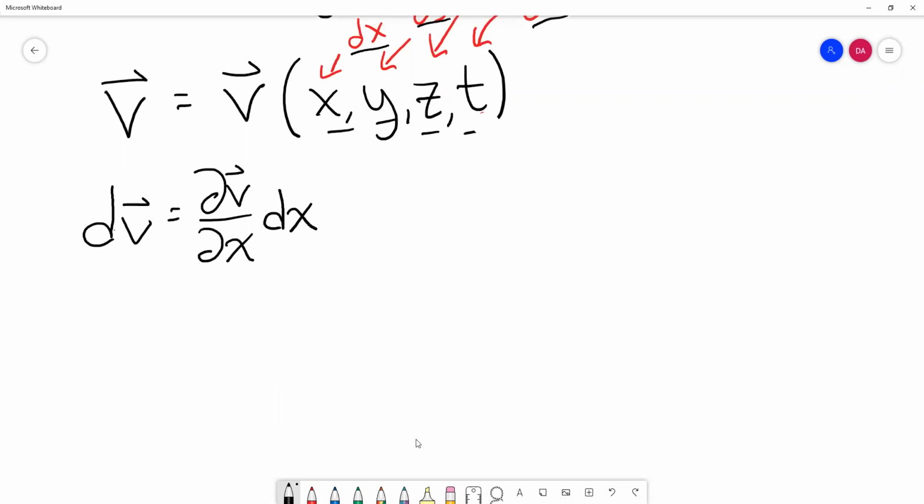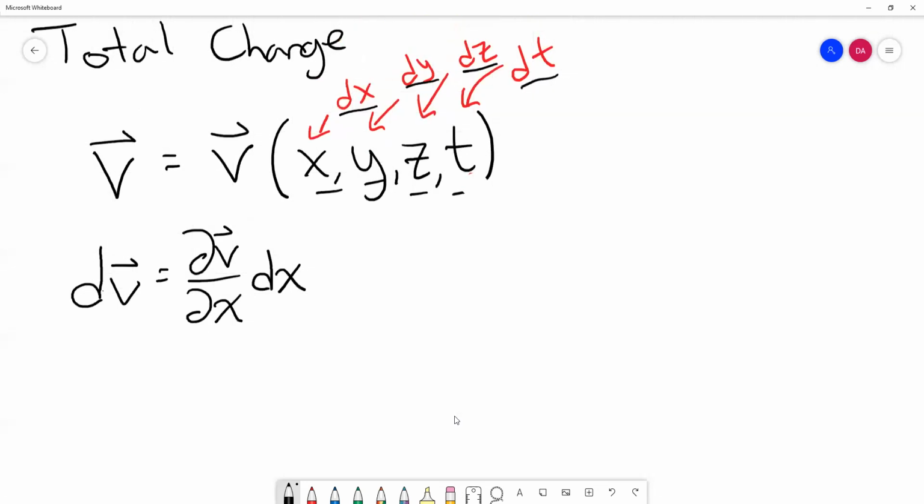So if we want to transform this slope into an actual velocity value, we just need to multiply it by however much we changed our x value. Now we have a problem here. What I gave you was the change in velocity when only x changes. But we have other variables. So all we have to do now is add up all of our partial changes so that we can find the true or total change in velocity.